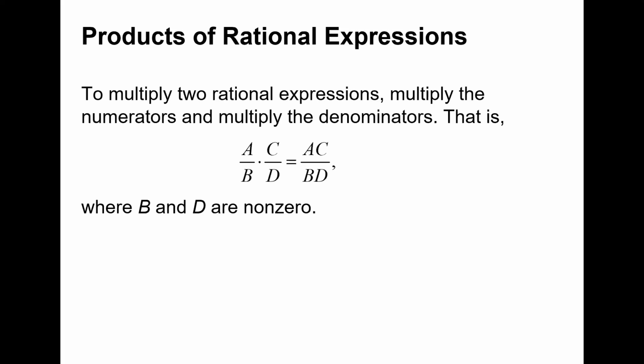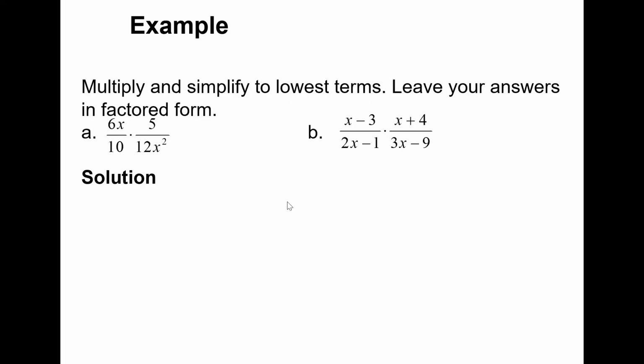All right, so now we're going to have products of rational expressions. To multiply two rational expressions, basically what we're going to do is multiply the numerator and multiply the denominator. So if we have a over b times c over d, we're just going to have a times c over b times d. And here again, like we've done before, b and d cannot be zero, because if they are, then we're dividing by zero, which is not allowed.